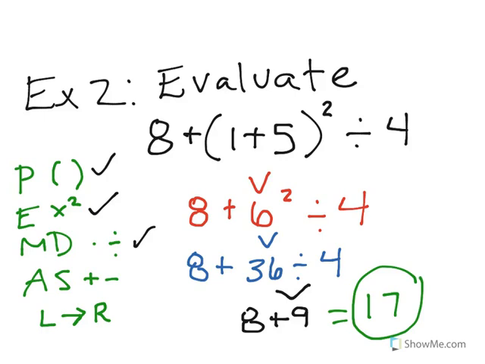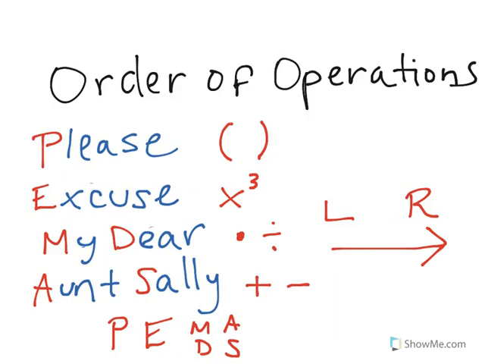So that ends the lesson. Again, please remember, in order to solve problems with orders of operations, you need to think of please, excuse, my dear, and Sally. And if there's ever a problem that has both multiplication and division in it, you have to work your way from left to right. Same thing as with addition and subtraction. Make sure you're working your way from left to right, depending on what comes first in the expression.